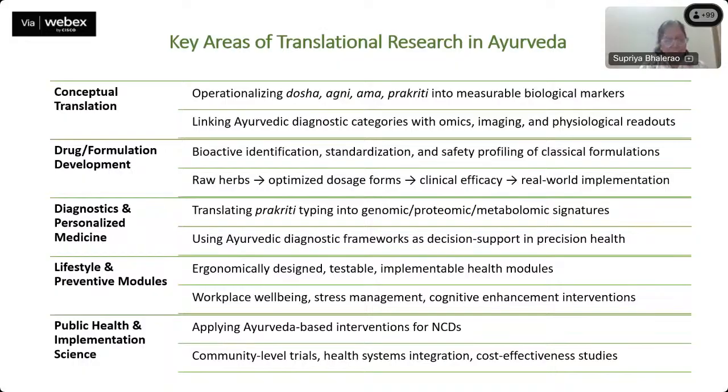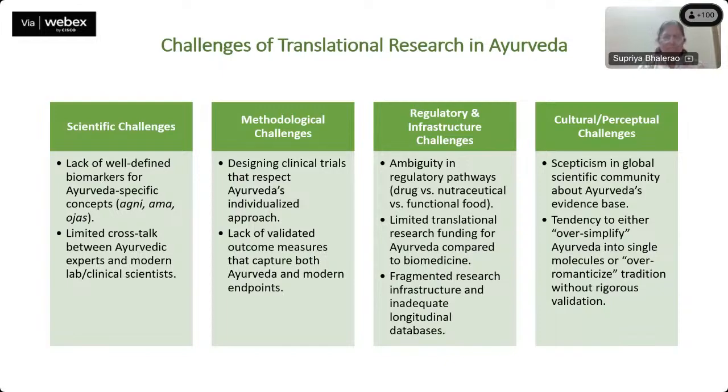Public health and implementation science. Applying Ayurveda-based interventions at community level for health system integration and cost effectiveness studies. So these are the different key areas of translational research. What are the challenges? We all know there are scientific challenges, because there is a lack of well-defined biomarkers for Agni, Ama, Ojas. We have to develop these markers.